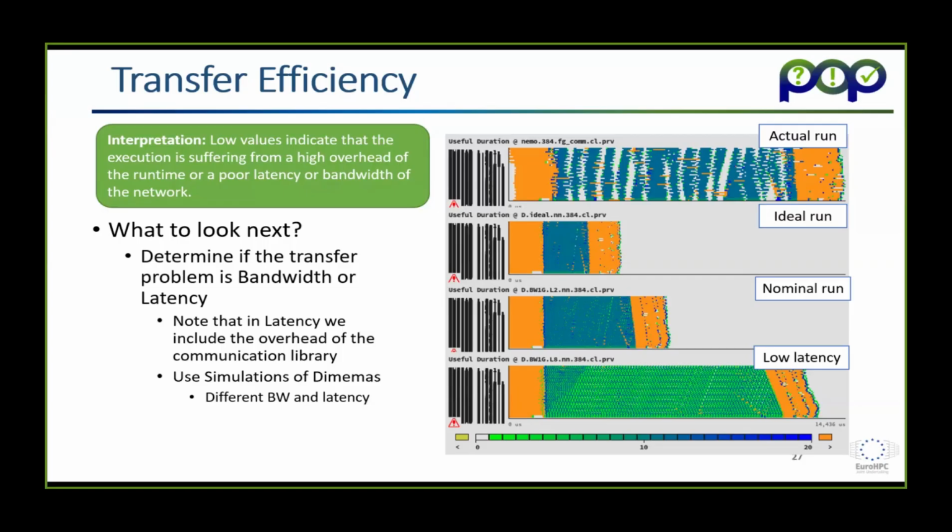For example, in this case, we do a simulation with a low latency. We also do a simulation of the nominal run, and we see which impacts the execution more. We can check if the execution is more impacted by the latency or by the bandwidth, and this will give us information on where the issue with this transfer efficiency is.